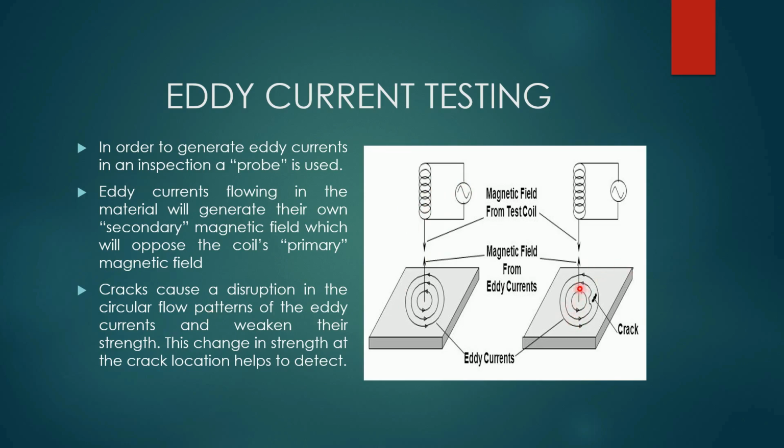So if a crack is present on the object, it causes a disruption in the circular flow pattern of the eddy current and it will weaken their strength. This change in strength at the crack location helps to detect it, because the impedance which is produced due to this primary magnetic field will be in a circular form. But if there is any crack, then there will be irregularities of this magnetic field. So the impedance is changed. Due to that, this primary coil's magnetic field will be changed. So that will be noted over here on the galvanometer, on the oscilloscope.